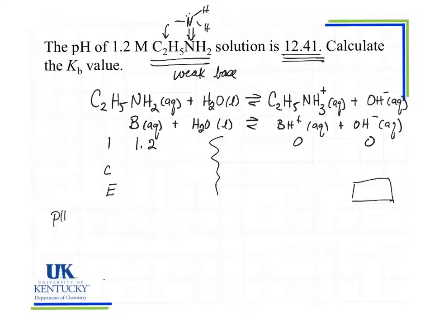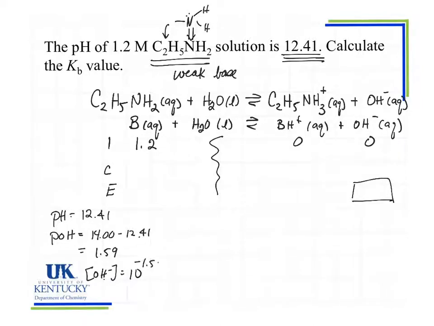If the pH is equal to 12.41, then the pOH is equal to 14 minus that 12.41. And so the pOH is 1.59. Then to get the OH minus concentration, I'm going to take 10 to the minus 1.59, and that will give me an OH concentration equal to 0.0257. And that can go in here.